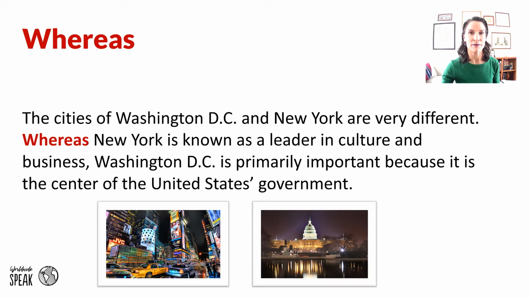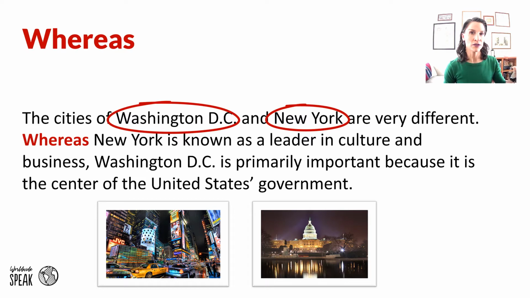Let's look at another example. The cities of Washington, D.C. and New York are very different. Whereas New York is known as a leader in culture and business, Washington, D.C. is primarily important because it is the center of the United States government. So here I am contrasting two cities, New York and Washington, D.C., and I'm talking about how they're different.